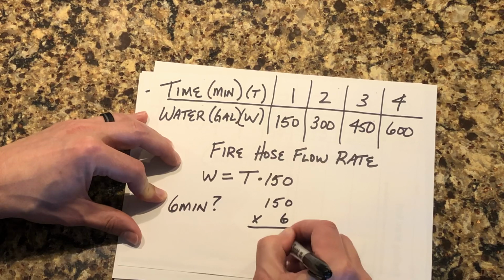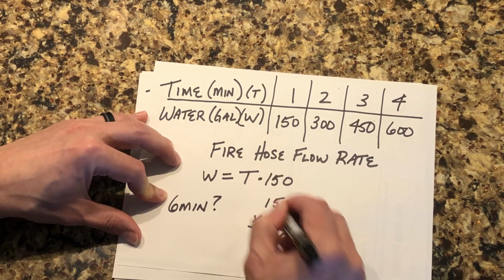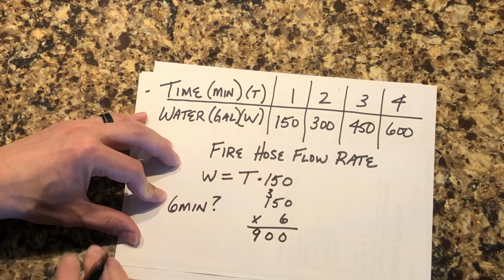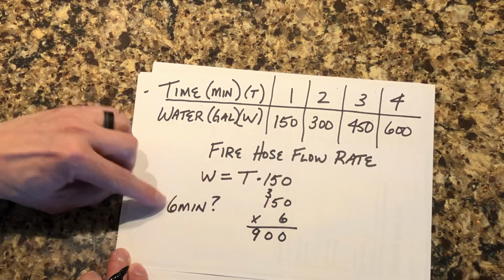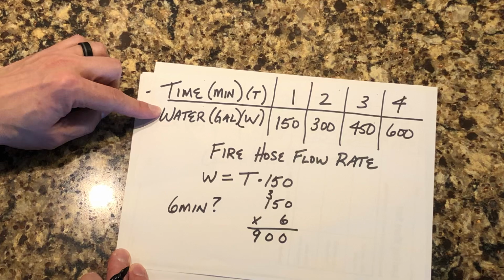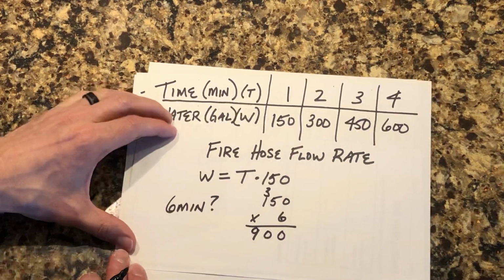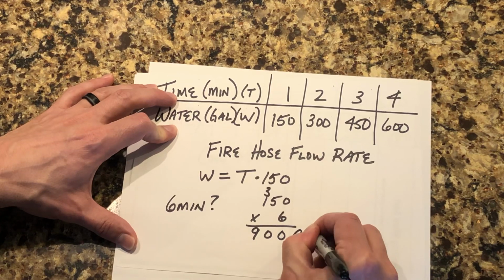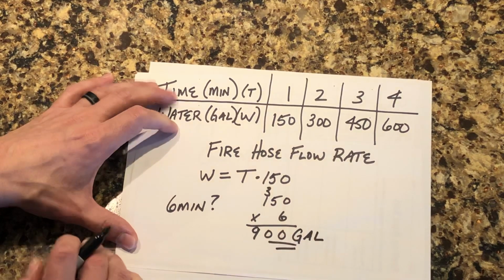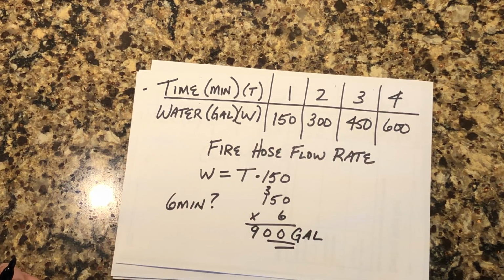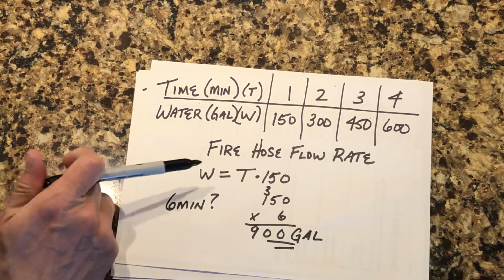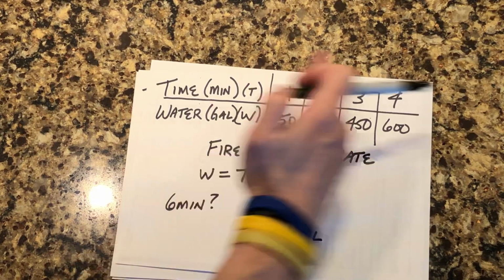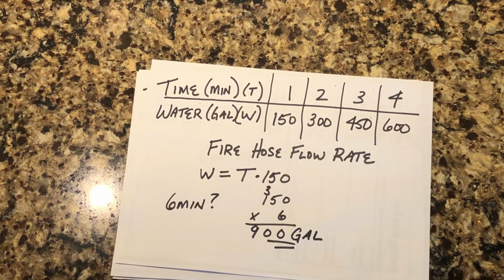0 times 6 is 0, 6 times 5 is 30, and 6 times 1 plus 3 is 900. So that I know in 6 minutes how many gallons of water come out of that fire hose. 900, and as always, you guys know me, I'm a sucker for labels. The label would be gallons. So I want to make sure we understand how to form an equation and then use that equation to solve numbers that are not on this t-table.